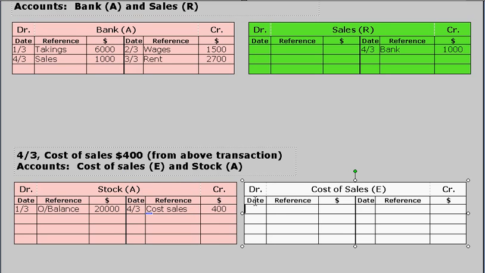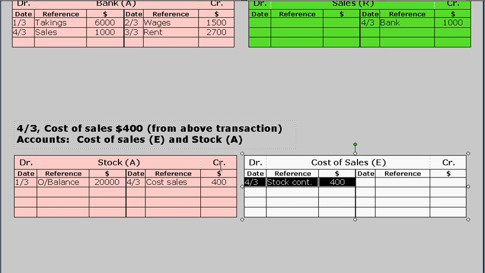And cost of sales is an expense. So we're going to increase expenses by a debit, and the cross-reference is going to be stock. We really should call that stock control if we're very fussy, and the debit there will be $400. So the value of the debit, $400, equals the value of the credit, $400. Assets reduced by a credit, expenses increased by a debit. Come back for the next video.